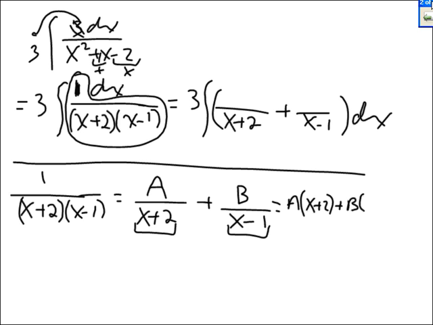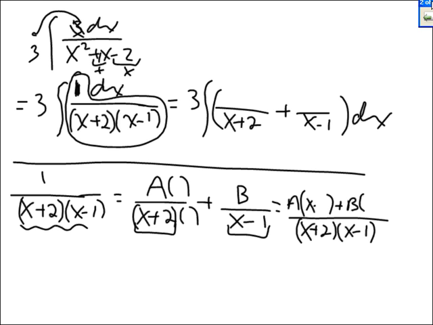I want to get a common denominator. I want the denominator to be x plus 2 times x minus 1. I want it to be this denominator here. So then I can say the numerators are equal. Well, the a, top and bottom, must get multiplied by x minus 1. The b, top and bottom, must get multiplied by x plus 2.